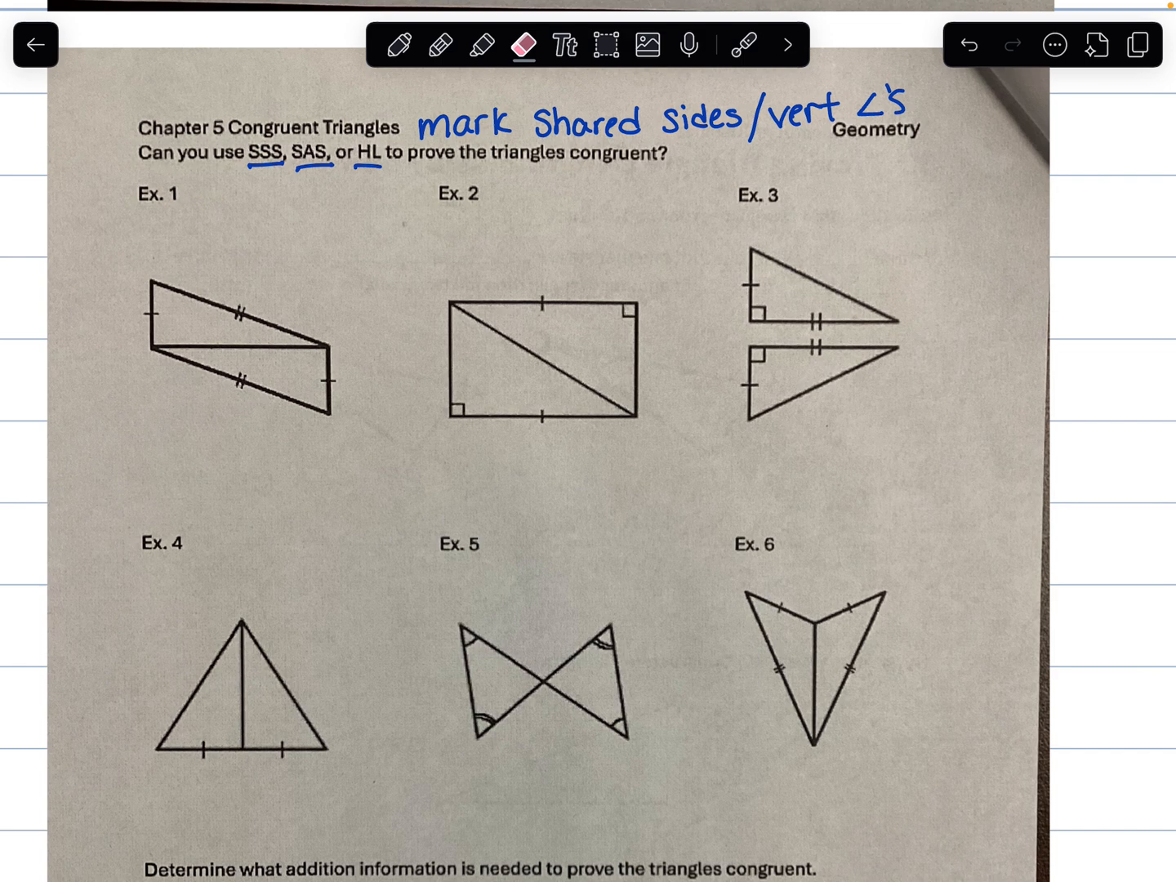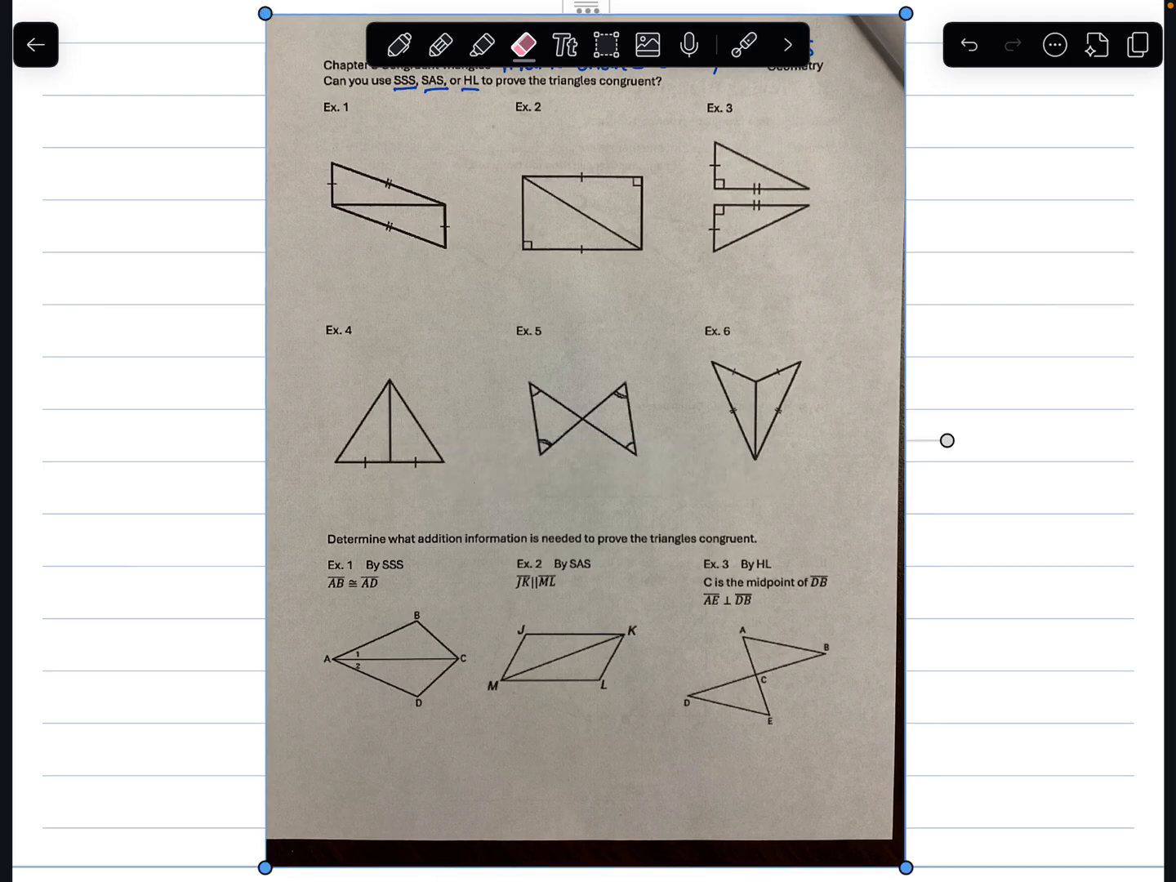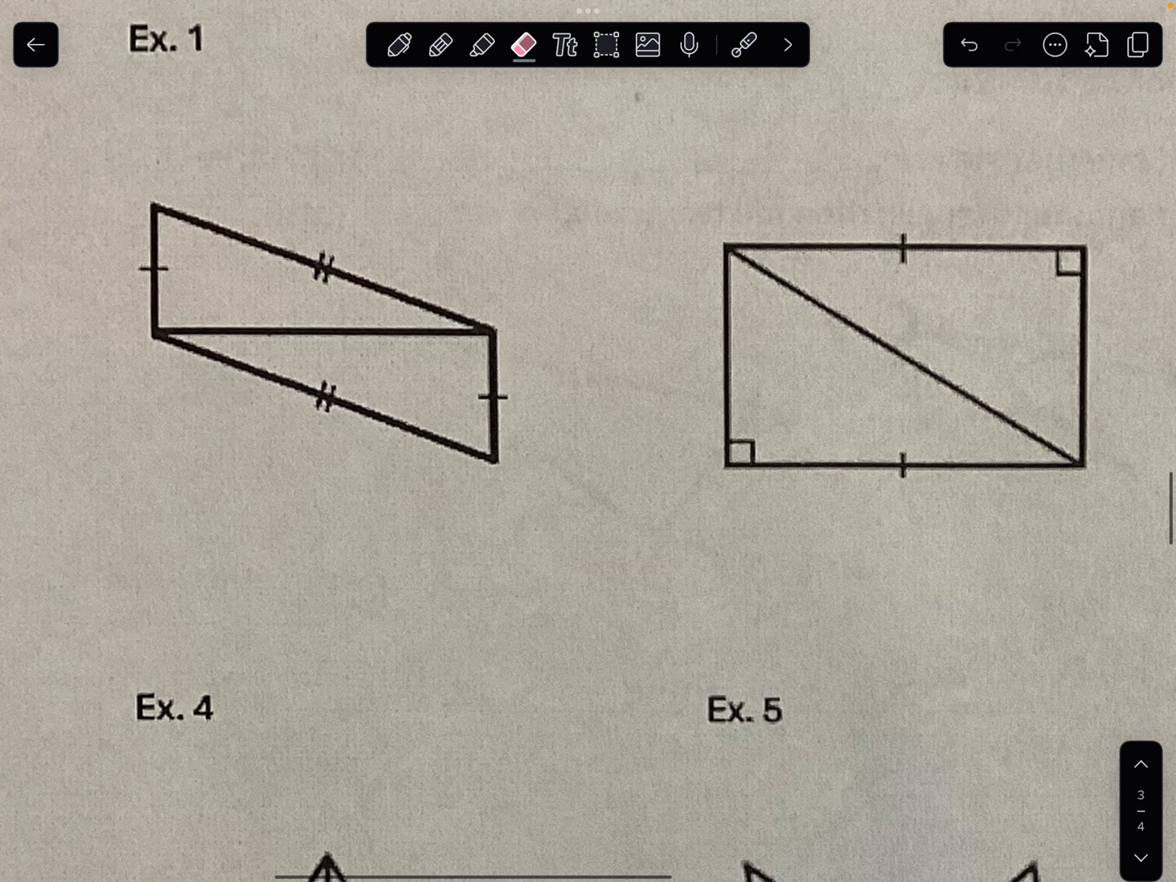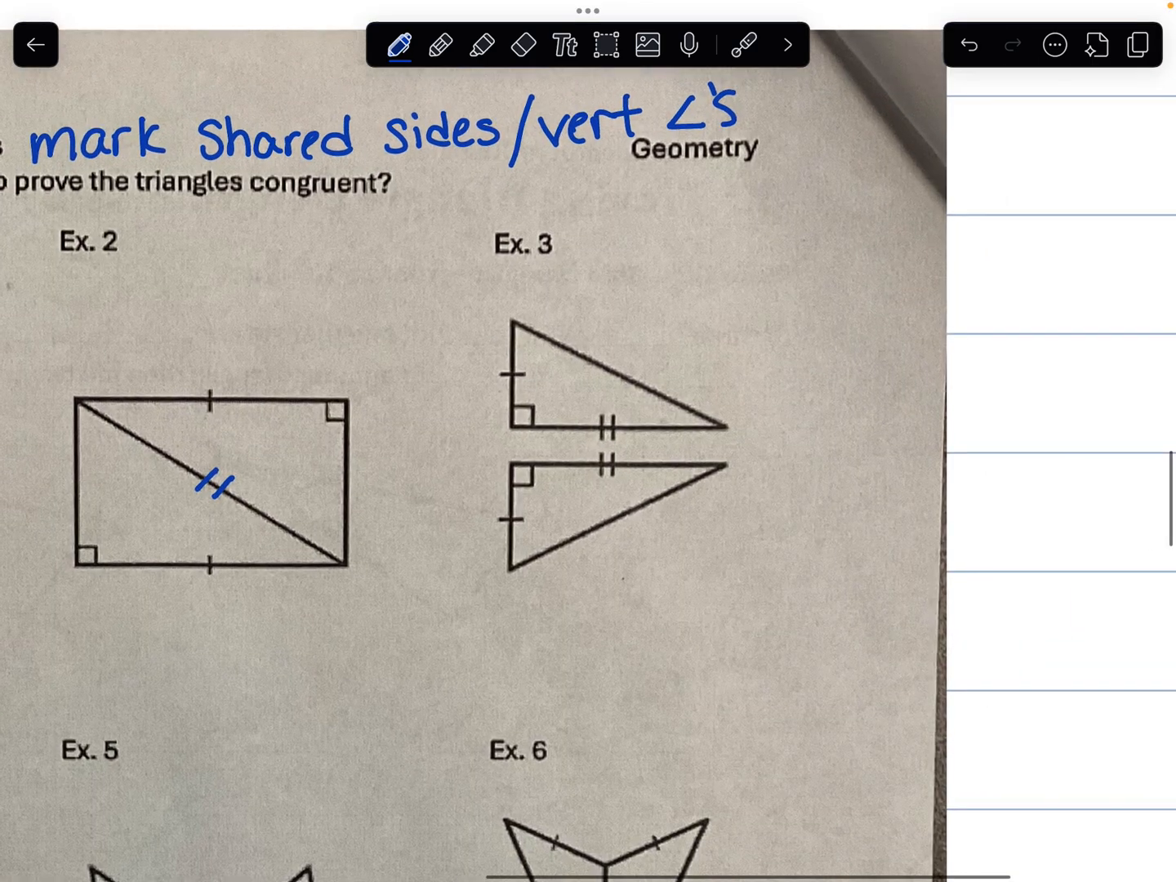Okay, and then I want somebody to tell me anything that you marked. Tell me what example. Example 1. What'd you mark? Number 9. Okay, with how many? 3. Okay, somebody else? The second one in the middle with 2. Good. Shared side. Anything on 3?